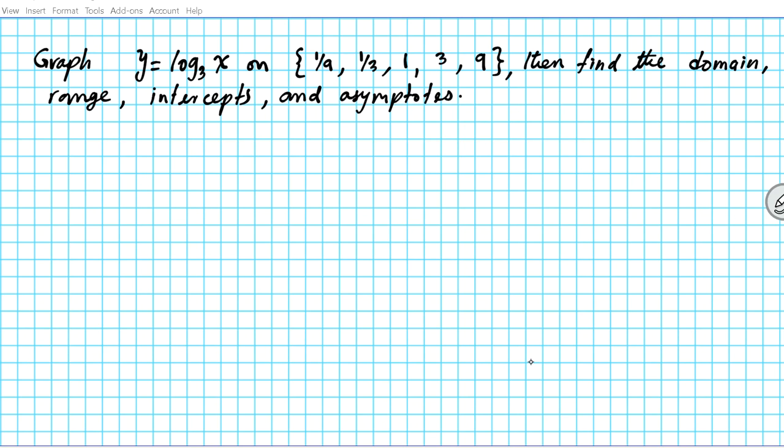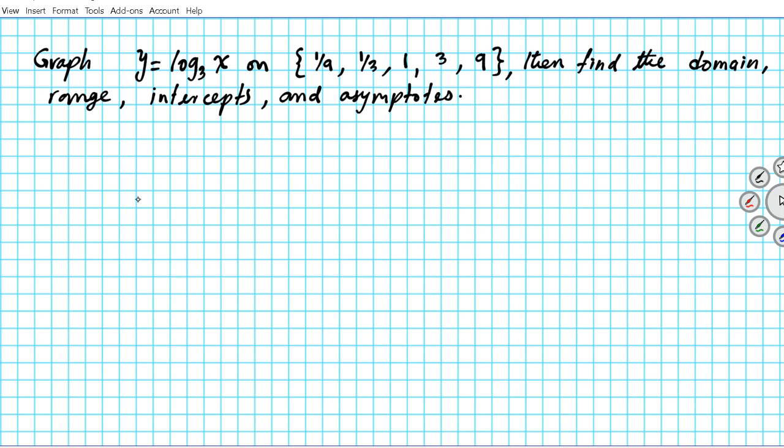All right, so we're going to graph y equals log base 3 of x on the domain values 1 over 9, 1 over 3, 1, 3, and 9. And then find the domain, range, intercept, and asymptotes. We're going to find those using the graph, okay?